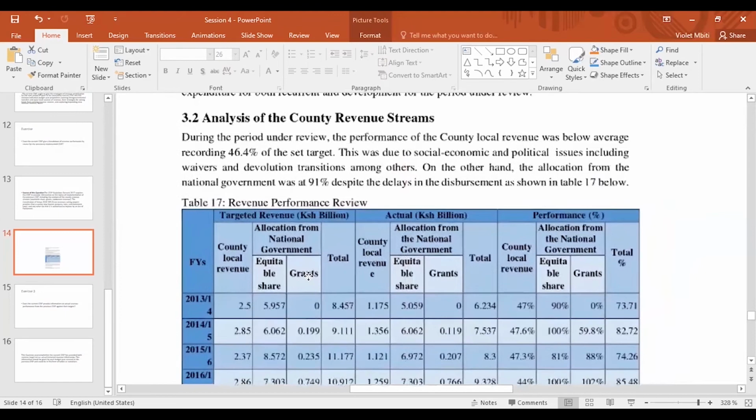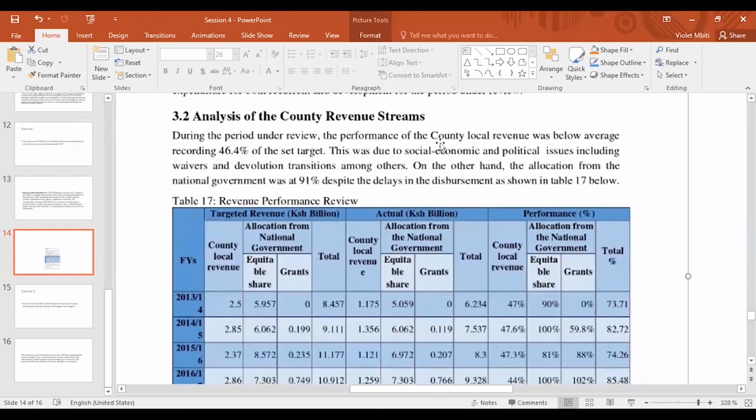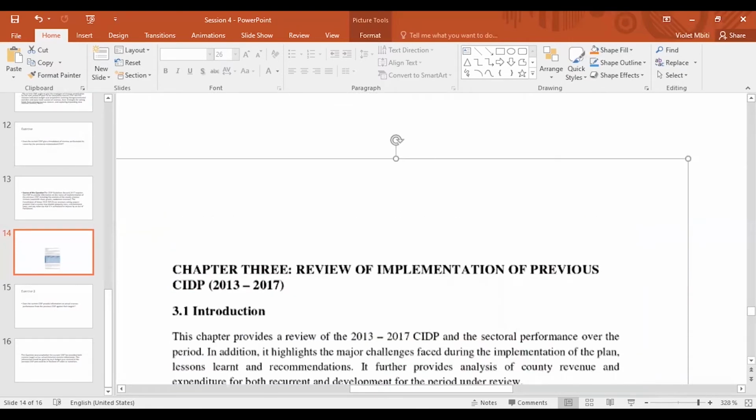During the period under review, the performance of the county local revenue was below average, recording 46.4% of the set target. This was due to social, economic, and political issues, including waivers and devolution transitions, among others. On the other hand, the allocation from the national government was at 91%, despite the delays in the disbursement, as shown in the table below.